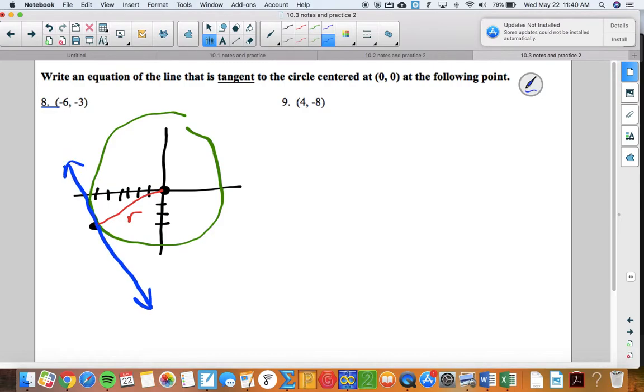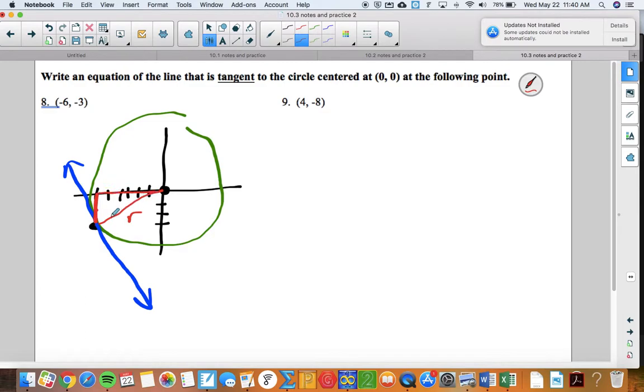Tangent means the line that intersects the circle just once. And if I would have sloped it any other way, it either wouldn't touch the circle or it would intersect twice. It's a very precise slope or angle that you need. We can calculate the slope of the tangent line, but first what we need to do is calculate the slope of the radius.